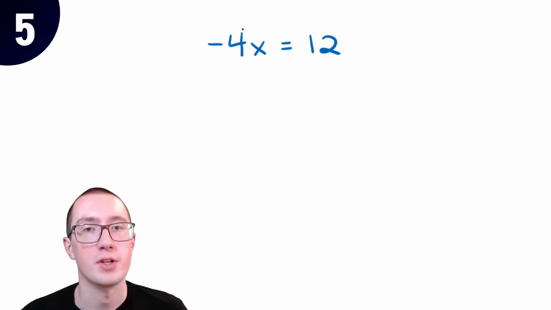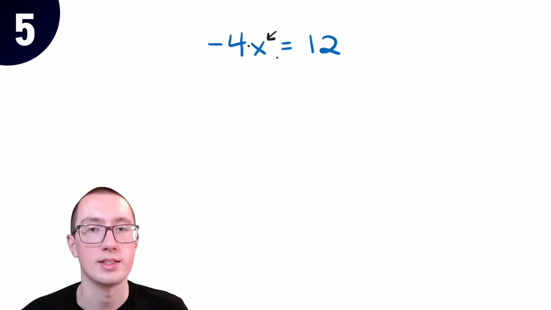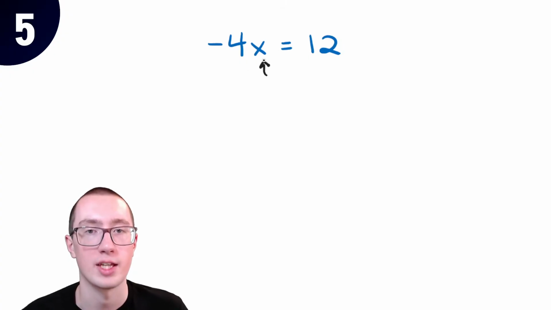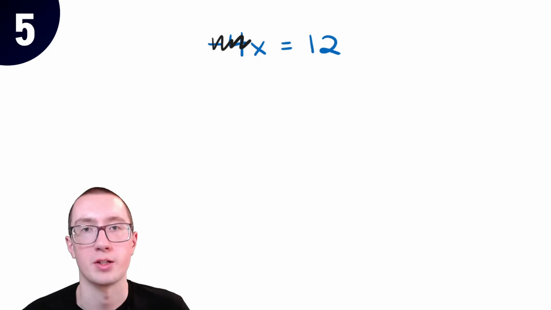So for example, here we have negative 4 times x, and it's equal to 12. And we need to figure out what number should go inside of this letter, inside of this blank, basically. So the way that we solve these kinds of problems is we try to isolate the variable, which is basically just a fancy way of saying we need to get the letter that we're solving for, which is x, by itself on one side of the equation. Now, this negative 4 is in the way, and so we need to get rid of it to get x by itself. But we can't just cross out the negative 4, because that would make this equation not true anymore.